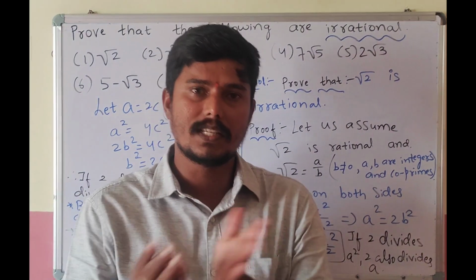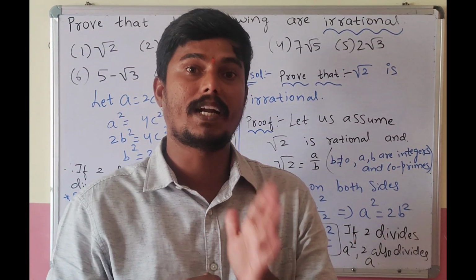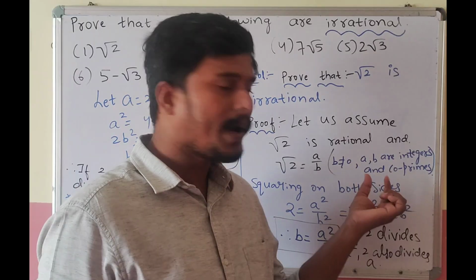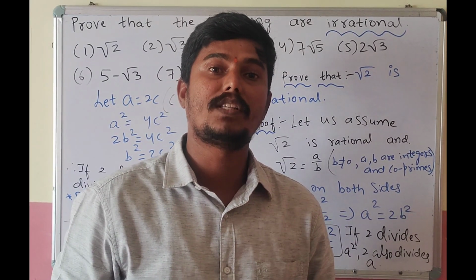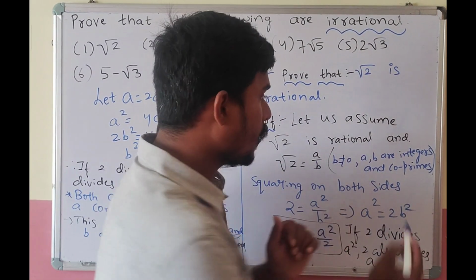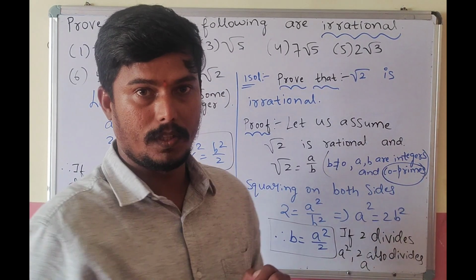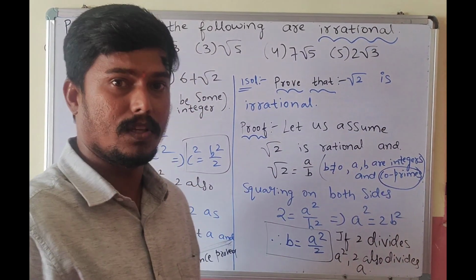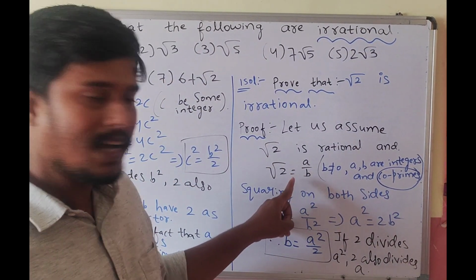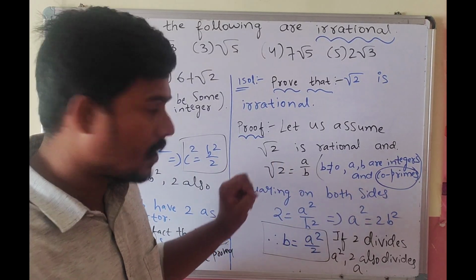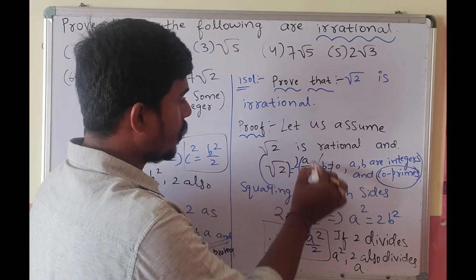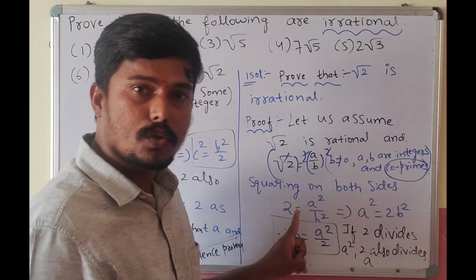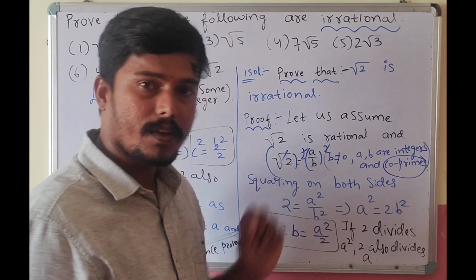Integers means negative numbers, 0 and positive numbers, but the condition is b should not be 0. Co-primes means HCF 1, that is, the common factor is 1. Remember co-primes, because it is going to be the key factor in this. Now when you square both sides, the square and root cancel each other. So 2 is equal to a square by b square.